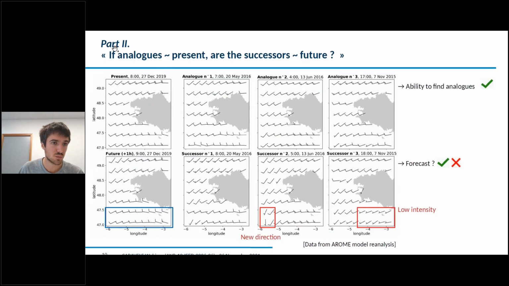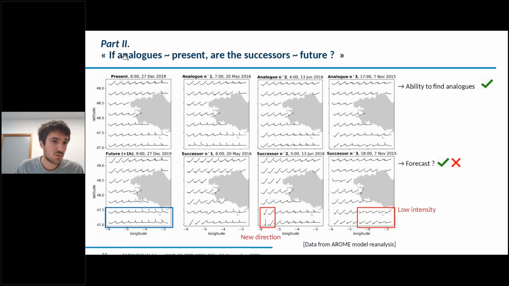Now I am switching to my second part, and this is about analog forecasting. I will not show you the theoretical results that I've proved. We can talk about it later if you want, but I prefer to show you one example of trying to use analog to make a forecast and how it works.